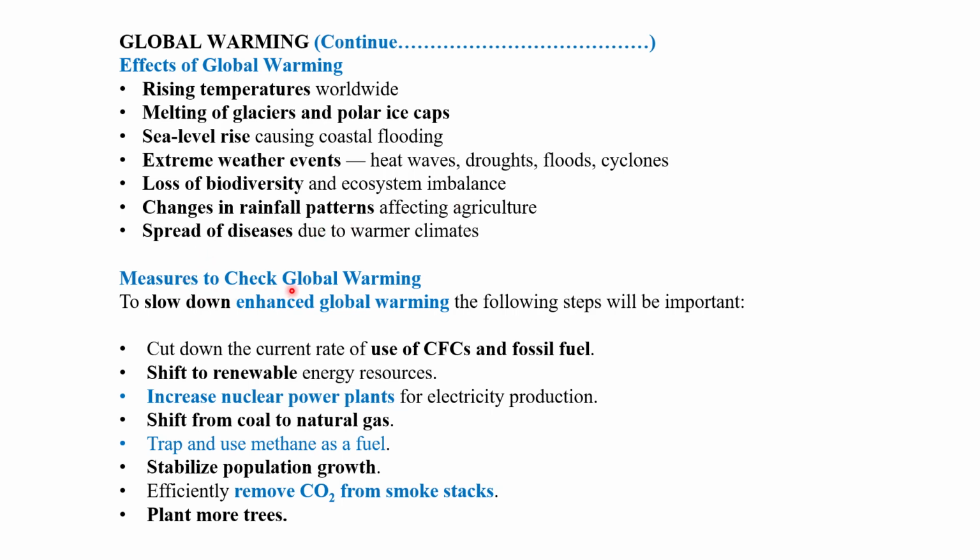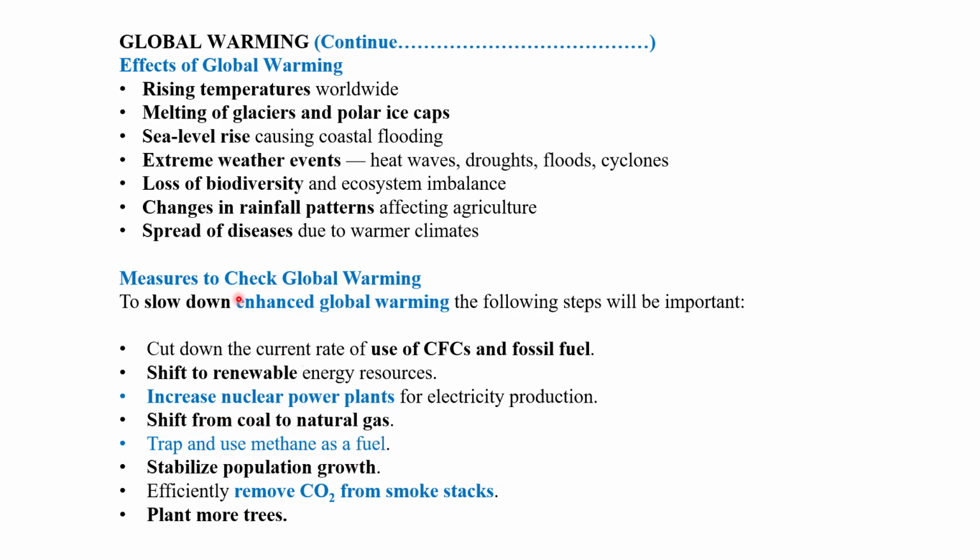So what are the measures by which we can control global warming? To slow down the enhanced global warming, we can follow these steps. We can cut down the current rate of use of chlorofluorocarbons and fossil fuels. Shift to renewable energy resources. That means we should move towards wind energy, solar energy, or hydropower. Increase nuclear power plants for electricity production. Shift from coal to natural gas. Trap and use methane as a fuel.